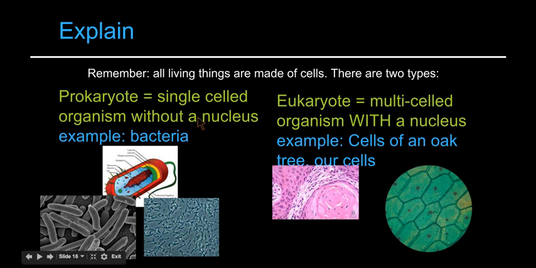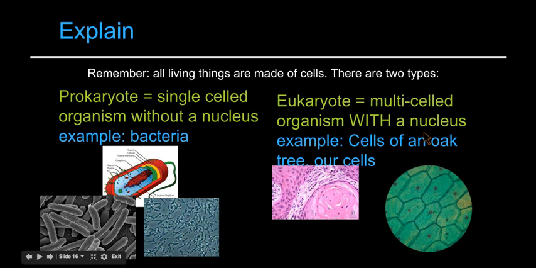Don't worry if you don't know what a nucleus is. We're going to learn more about it later. This is an example of a prokaryote right here, and these are prokaryotes under microscopes. So a prokaryote is a single-celled organism without a nucleus. A eukaryote is a multi-celled organism, multi means more than one, that contains a nucleus.